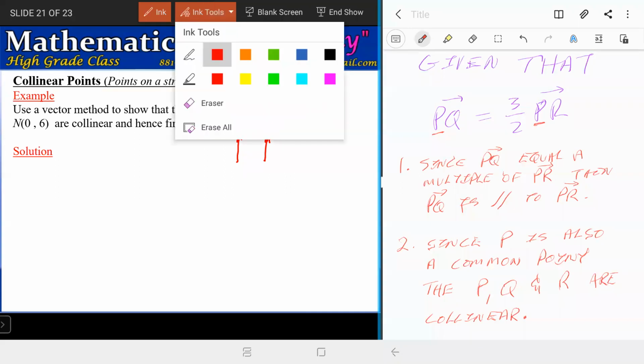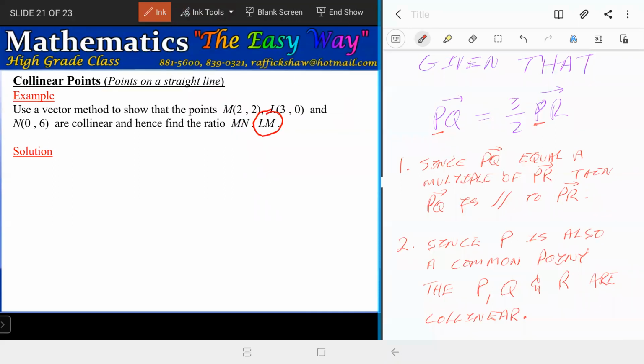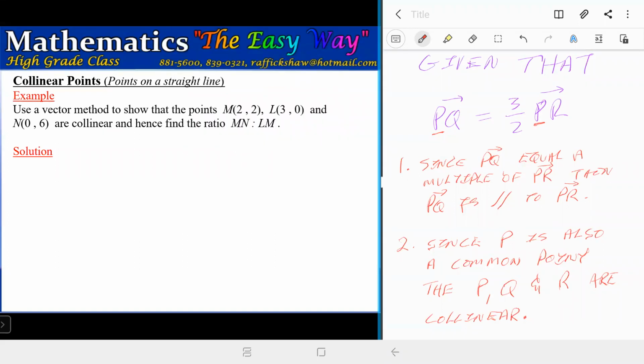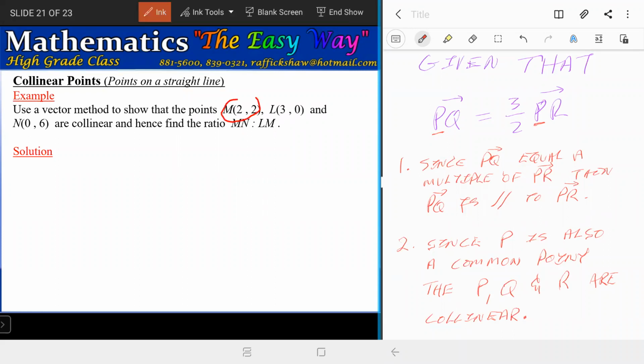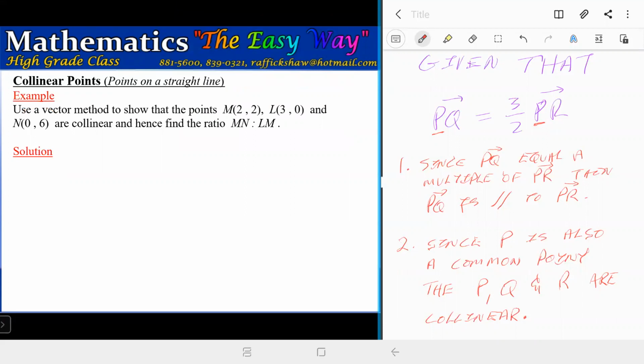So what we're going to do is find those 2 vectors, LM and MN, show that they are parallel, and then state that M is a common point. That would mean that the points are collinear. All right, so let's go. The first thing we're going to do is write down the position vector for each point, because the question says use a vectors method.